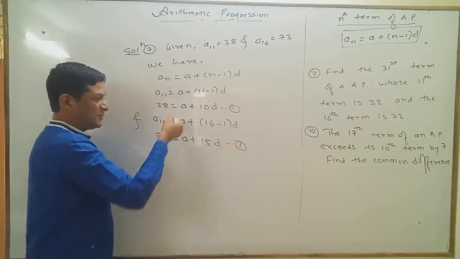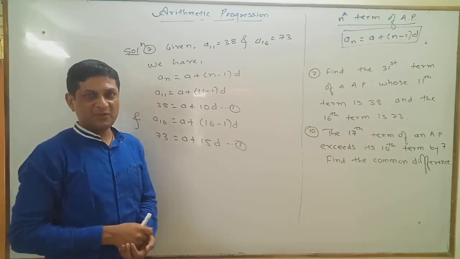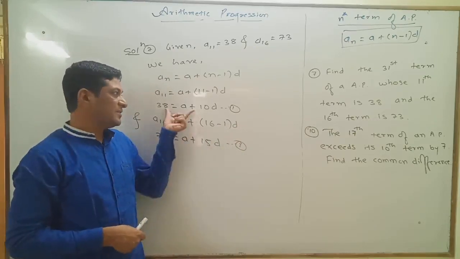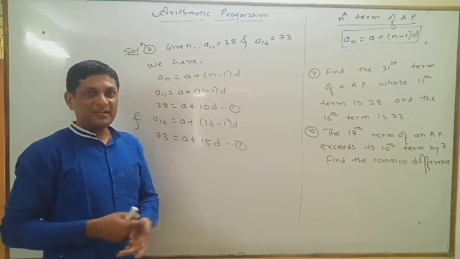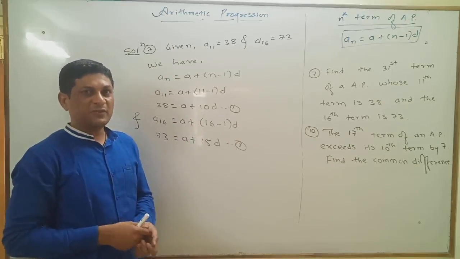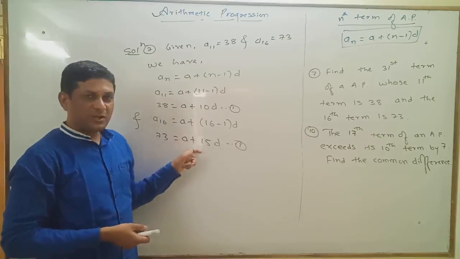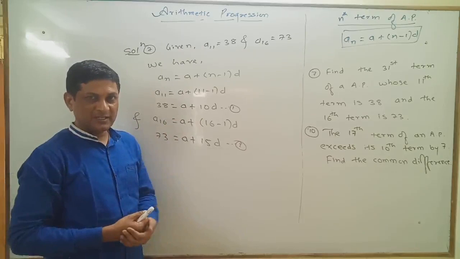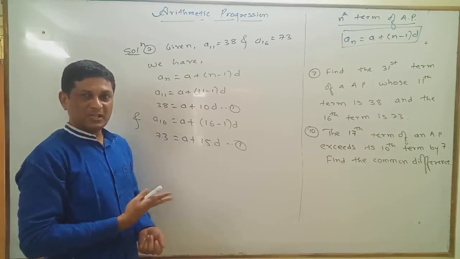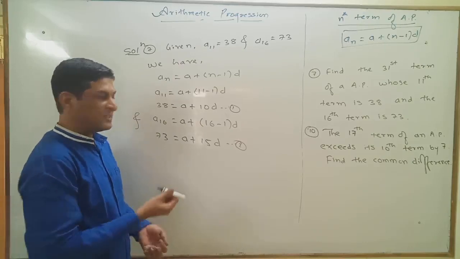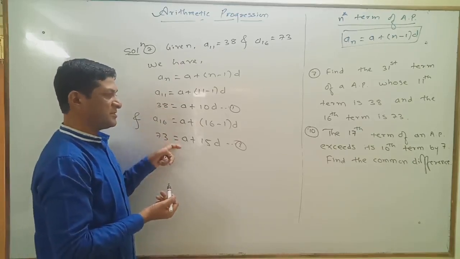In this way we have got two equations. In most examples from this exercise, we will get two equations in terms of A and D. After finding the values of A and D, we are able to find the required value. So to find A and D, we have to solve these two equations simultaneously. Since all of you are students of 10th standard, you are able to solve these two equations orally also. Now I am subtracting equation number first from equation number second.